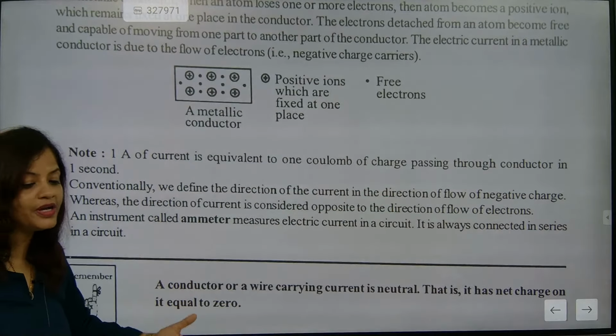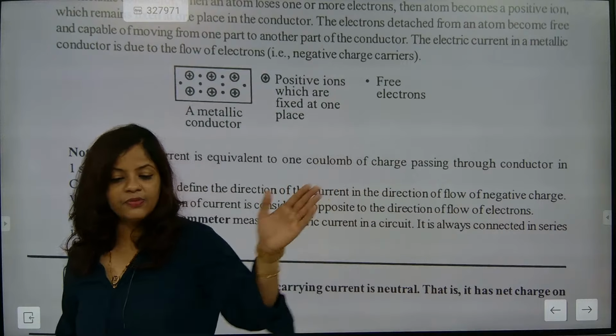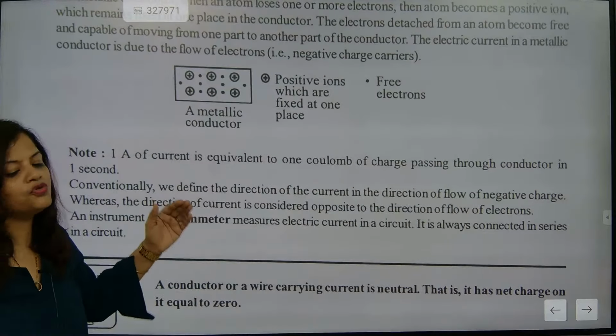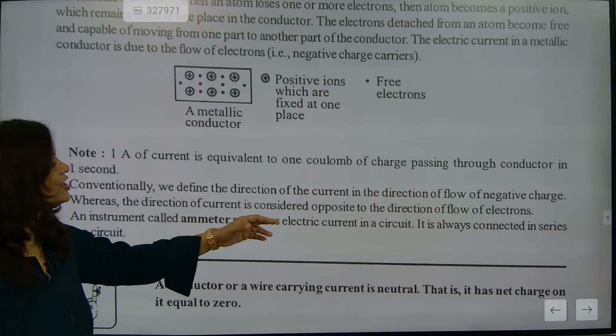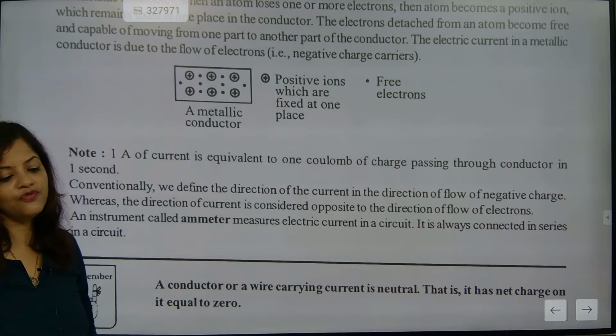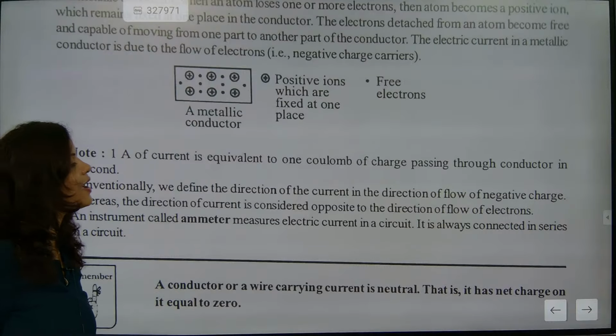Direction of flow of what, beta? Direction of flow of negative charges. Everybody understood this one? I'm going to draw it and explain this one. Don't worry about it. The direction of current is considered opposite to the direction of flow of electrons. Yes. Next, an instrument called an ammeter is there.